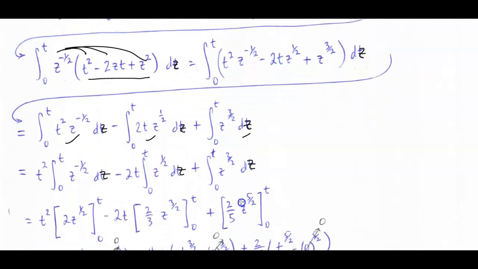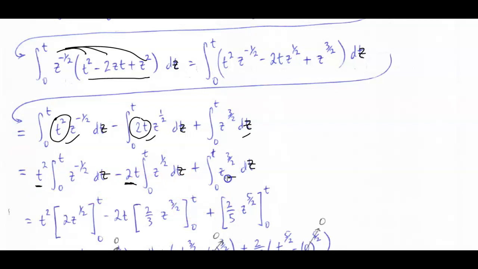So z is our variable of integration here. And with z being that, it lets us know here that 2t is going to look like a constant to this integral. And here t squared is going to look like a constant to this integral. So that's why that gets factored out.